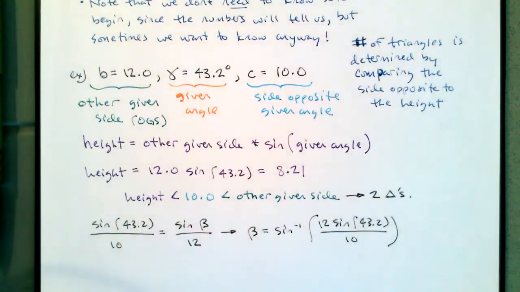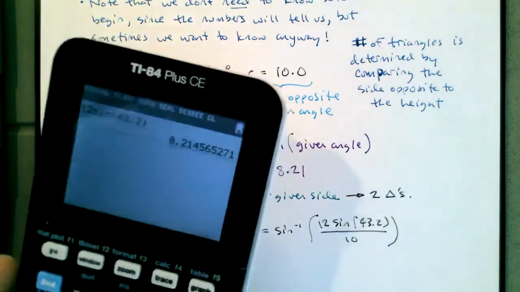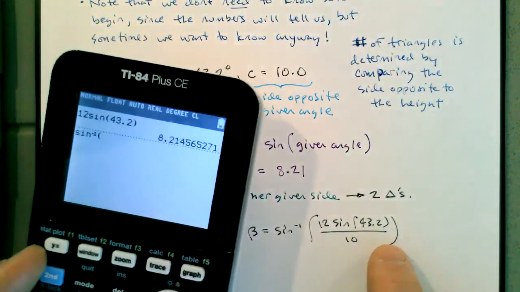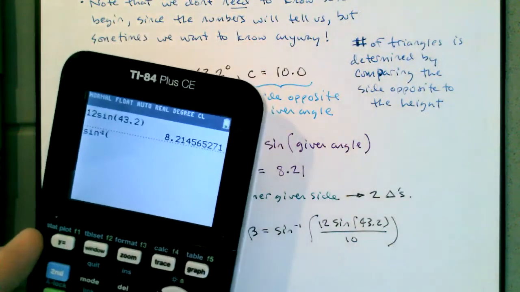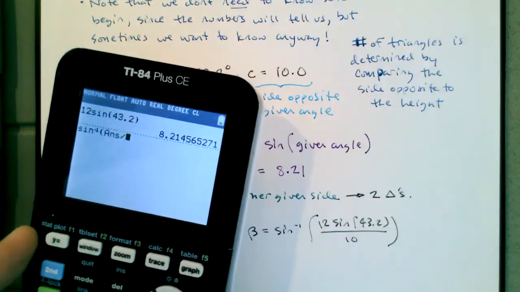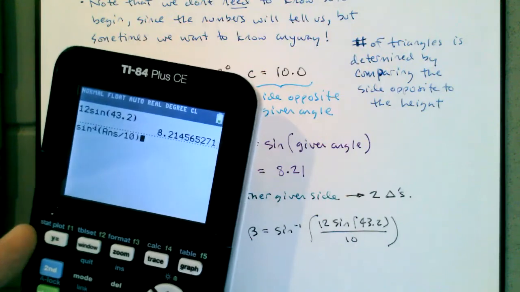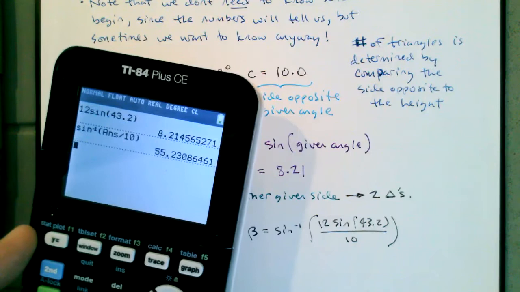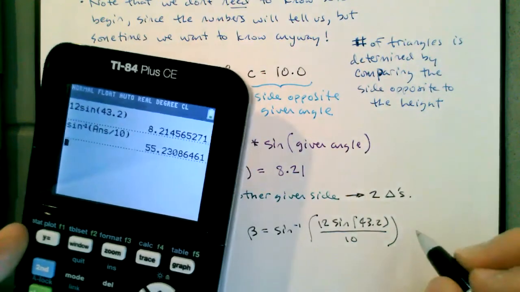What we're doing is taking the sine inverse of the height divided by the side opposite. So if I take the sine inverse of the height, 12 sine 43.2, and divide that by 10, the sine inverse of the height divided by 10 is 55.2 degrees.